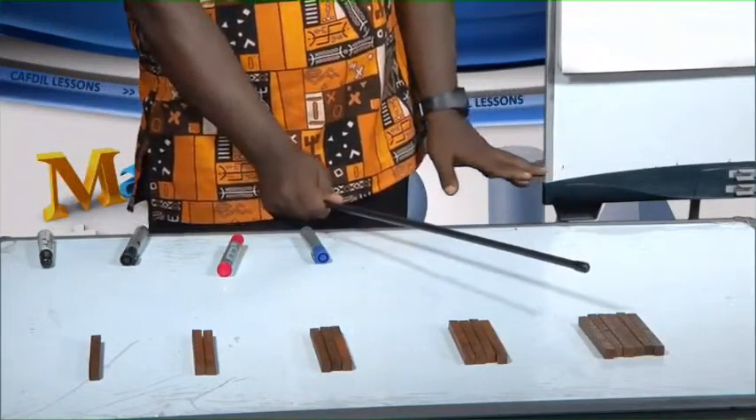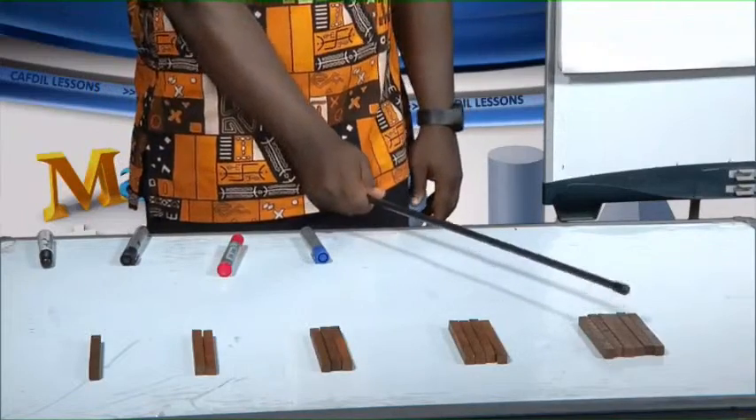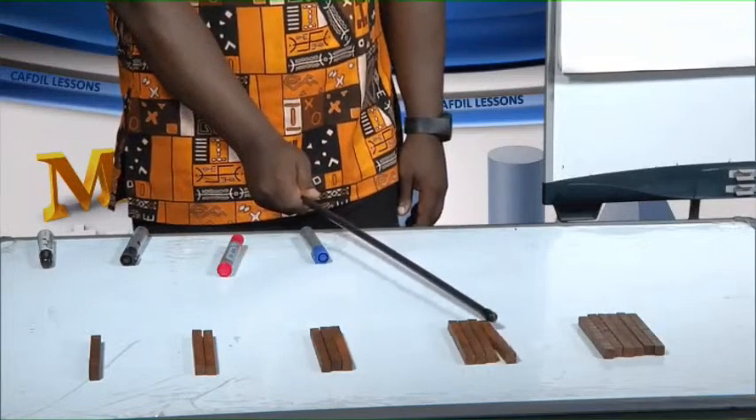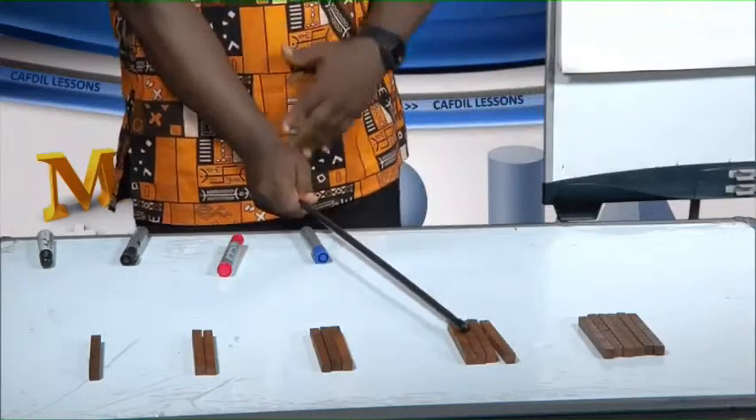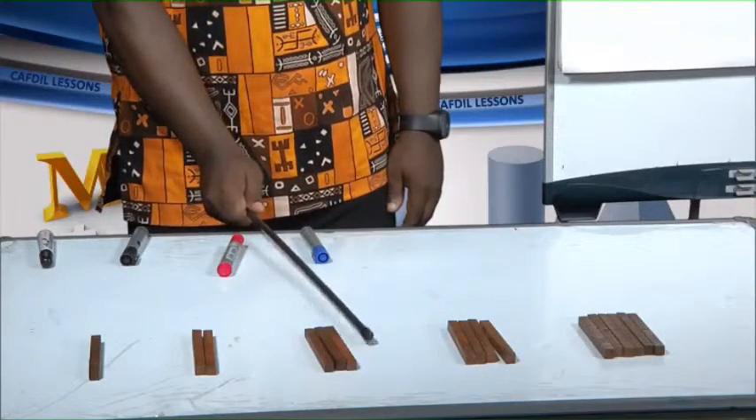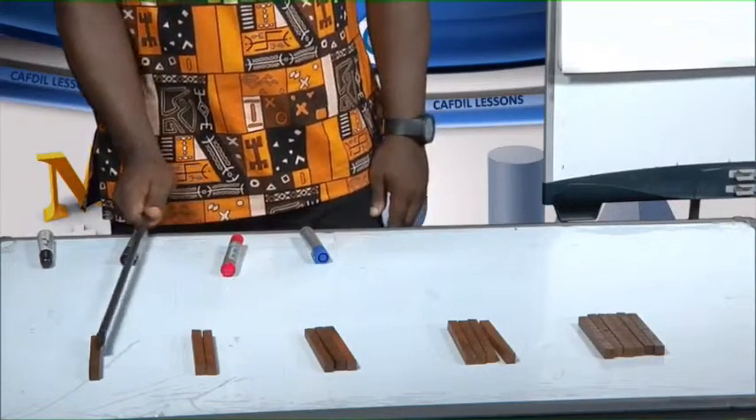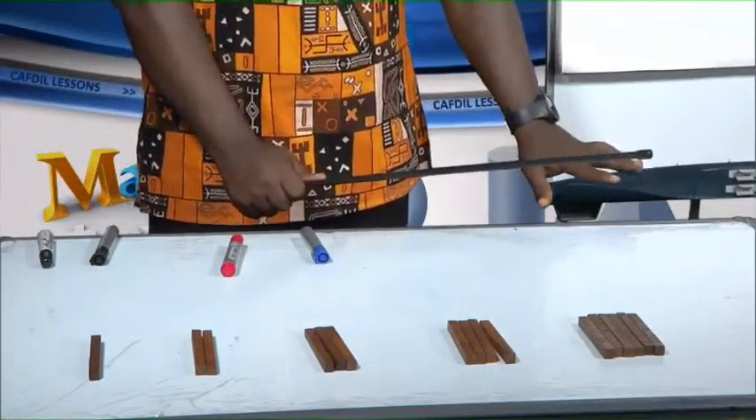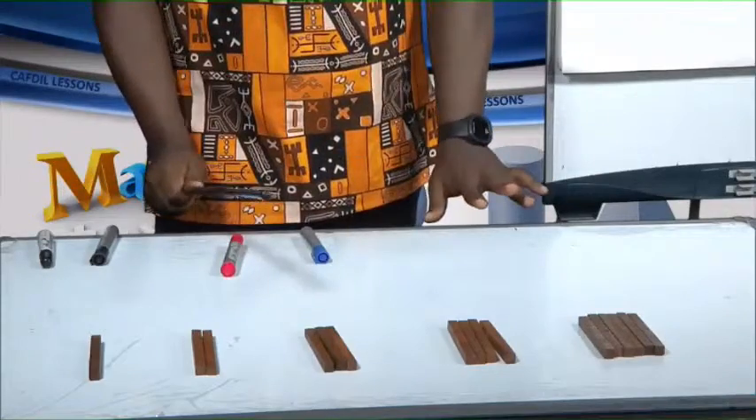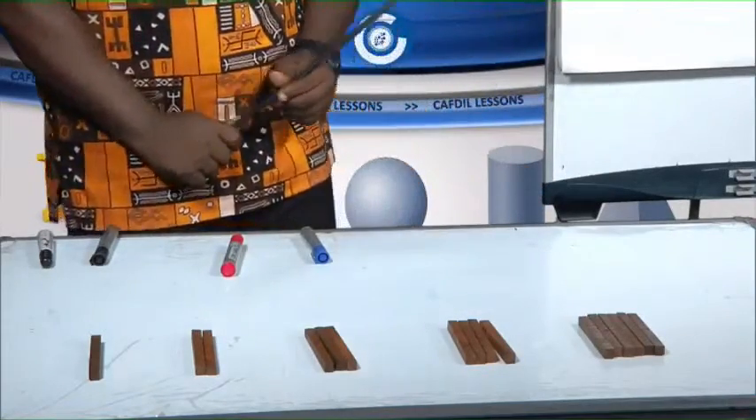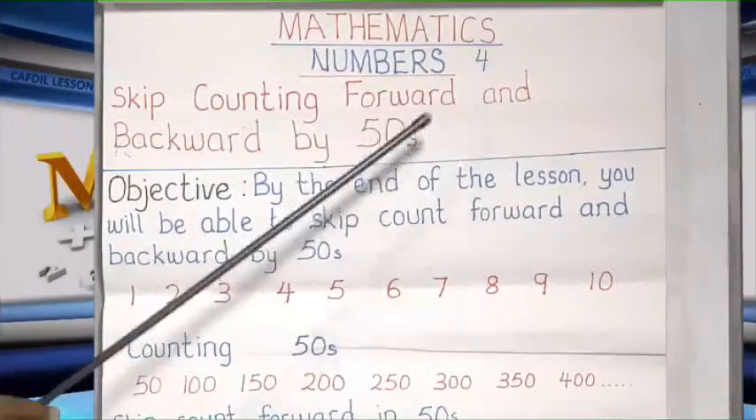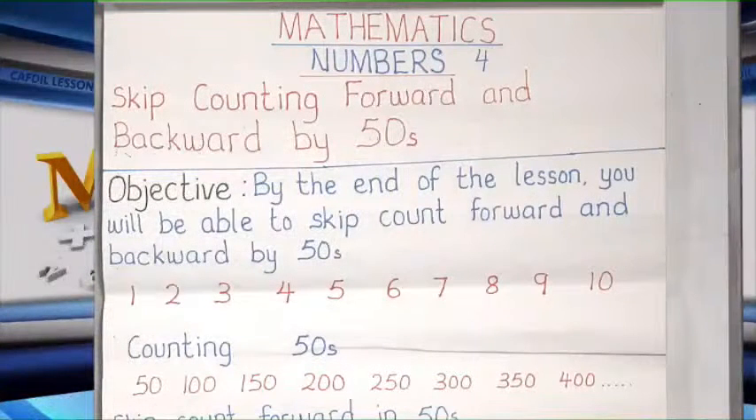When I want to count backwards, then you see I have to start from here. This is what? 5. Then I have to move backward. Here becomes what? 4. So look at the way I am counting. I'm moving backward. Then this one becomes what? 3. This one becomes what? 2. And this one becomes 1. So when we say we are counting forward and then backwards, this is what it means. But remember, we are saying that we are skip counting forward and backwards by 50s.